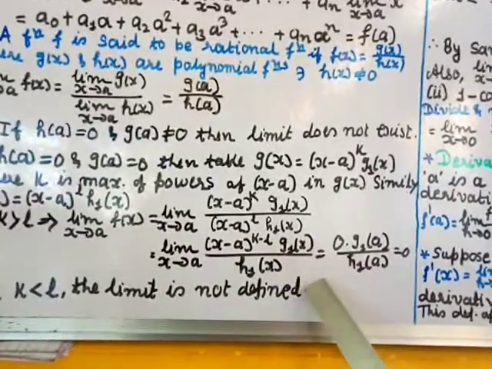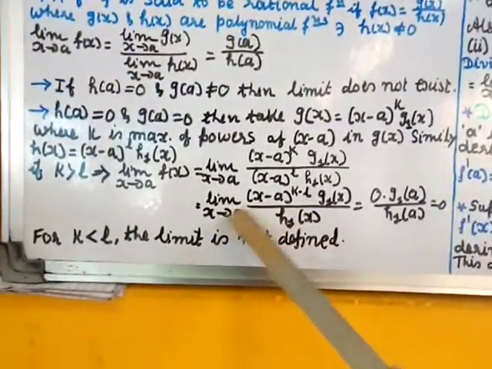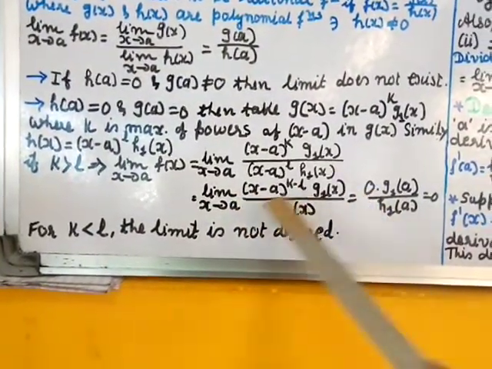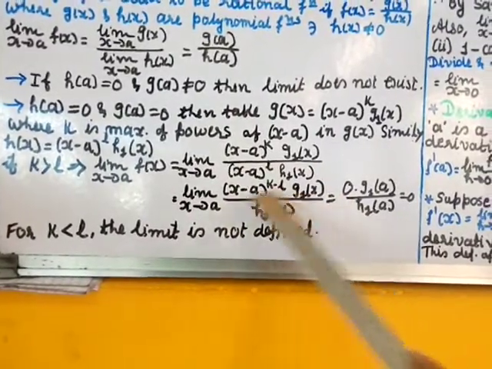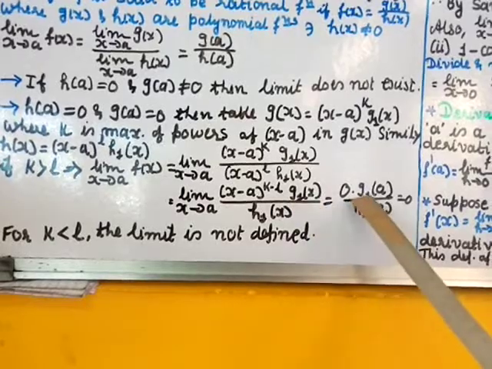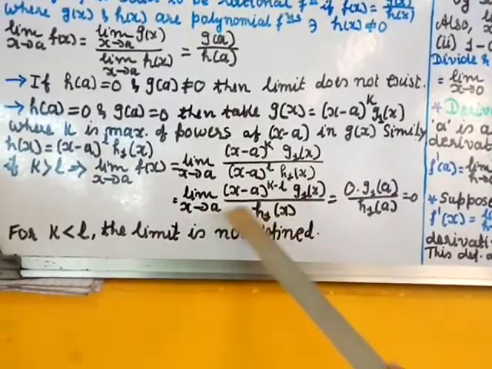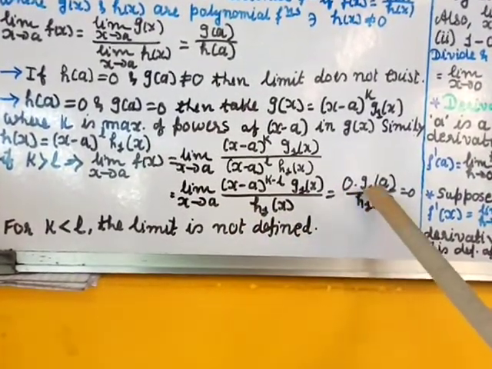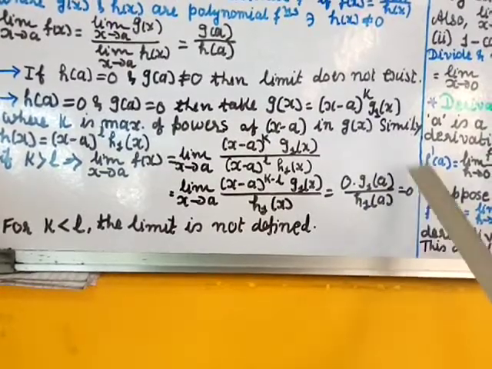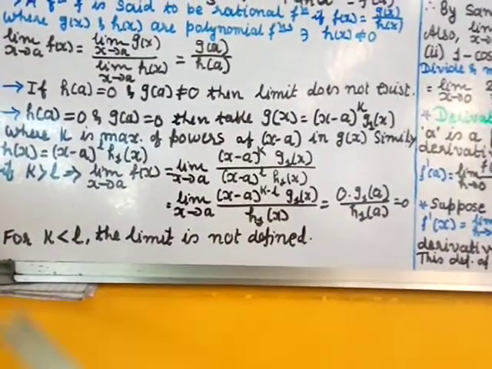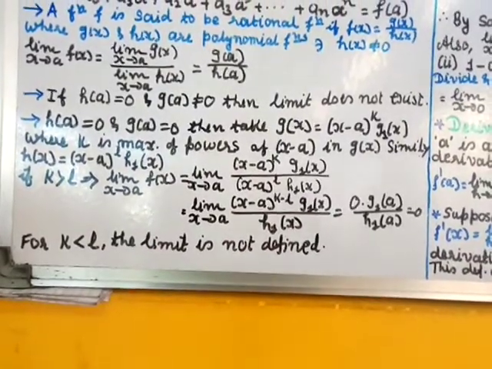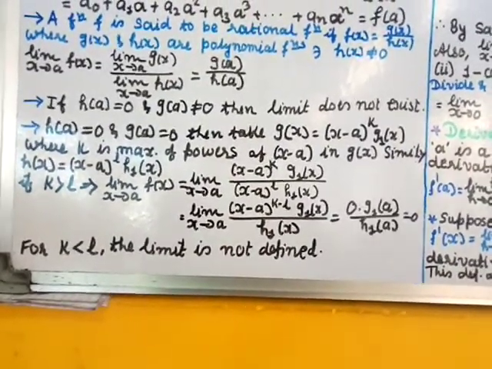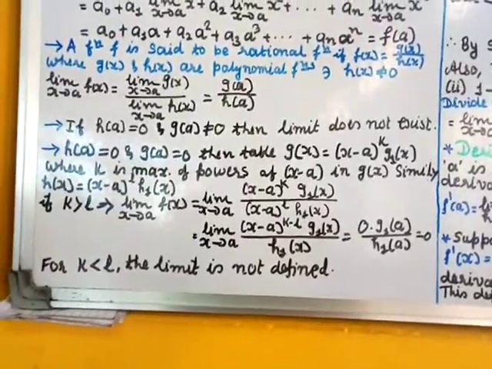Now give the limit to each term. When you put x equal to a, x minus a becomes 0, and 0 power anything is 0, so here it is 0. Giving the limit to the rest, we get g1(a) divided by h1(a), but 0 into anything is 0, so this part will be 0. That means the limit of this is 0. And suppose k is less than l, the limit does not exist or is not defined. Okay, so these are the limits of a polynomial function and a rational function.